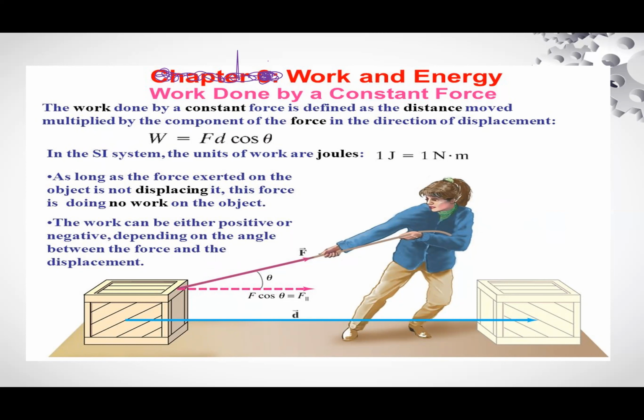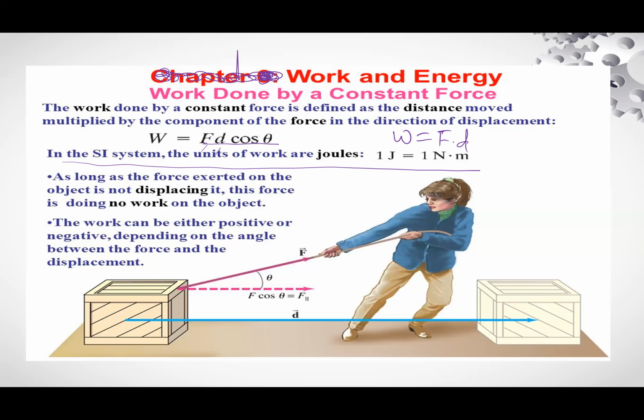Work done by a constant force. The work done by a constant force is defined as the distance moved multiplied by the component of the force in the direction of displacement. Simply, work is equal to F dot D. So F D, and in place of dot we will write cos theta, scalar product. This is the equivalency of joule.